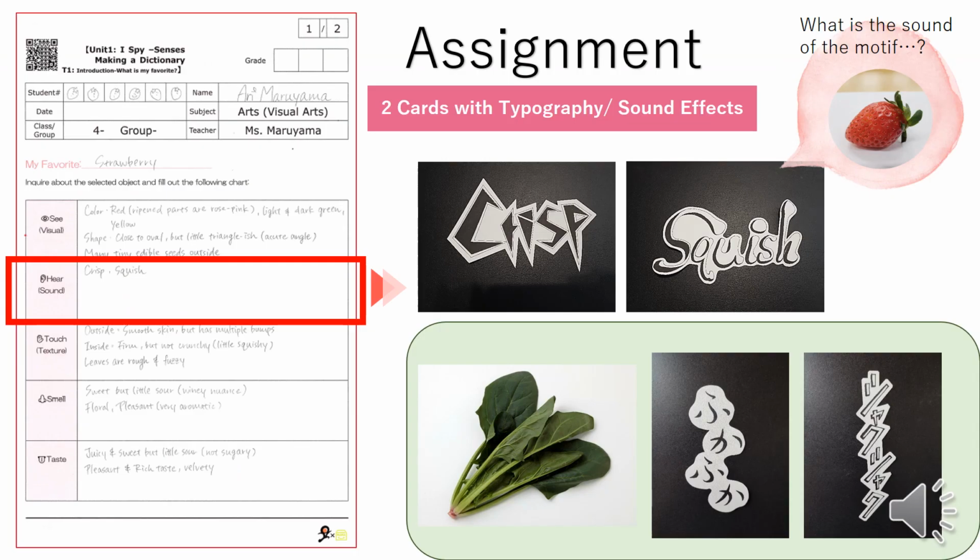And this is your assignment. You are going to use 2 cards and make fancy typography with sound effects or onomatopoeia that you chose.